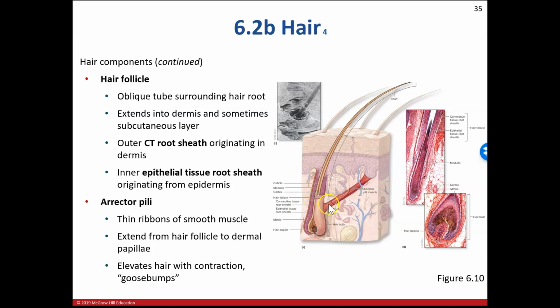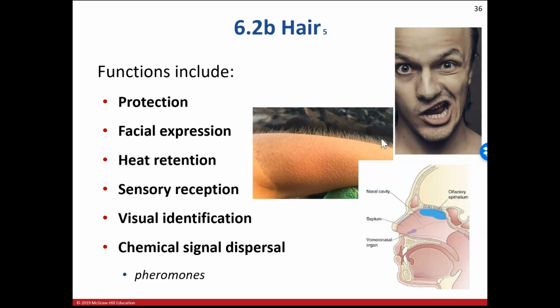Also connected to our hair follicle is this erector pili muscle. These are thin ribbons of smooth muscle that extend from the hair follicle to a dermal papilla. And this is an important muscle for keeping us warm. When we get cold, our muscle will contract, causing this hair to stand erect, giving us goosebumps. It's meant to keep this hair up so we can trap some air underneath it and keep that air on the surface of our skin a little bit warmer.